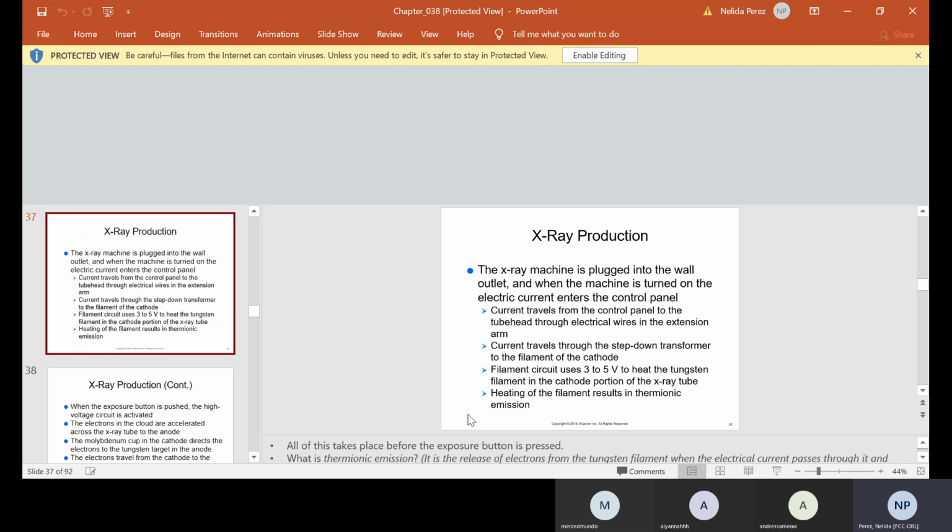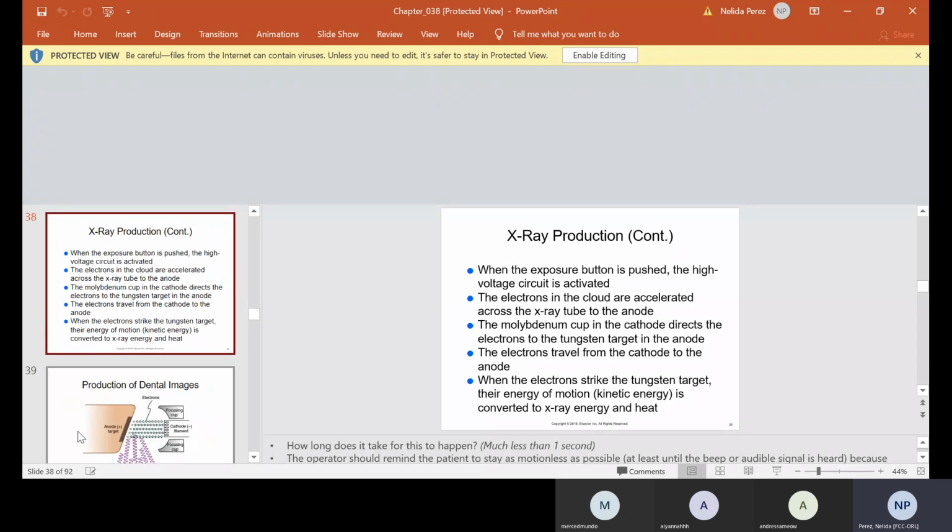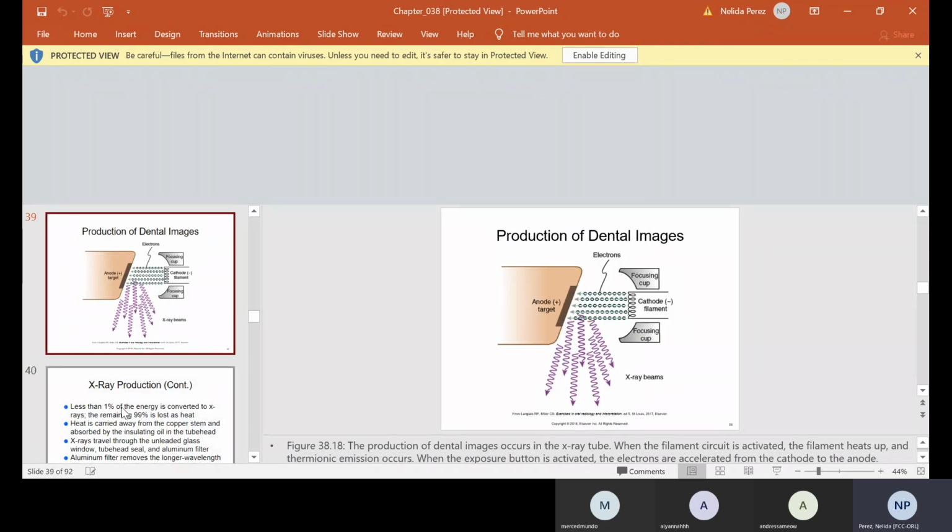So when you're about to take the X-ray, everything I said happens. When the exposure button is pushed, the high voltage circuit is activated. The electrons in the cloud are accelerated across the X-ray tube to the anode. The molybdenum cup in the cathode directs the electrons to the tungsten target in the anode, and the electrons travel from the cathode to the anode. When the electrons strike the tungsten target, their energy of motion, which is called kinetic energy, is converted to X-ray energy and heat. And this is what's going on.